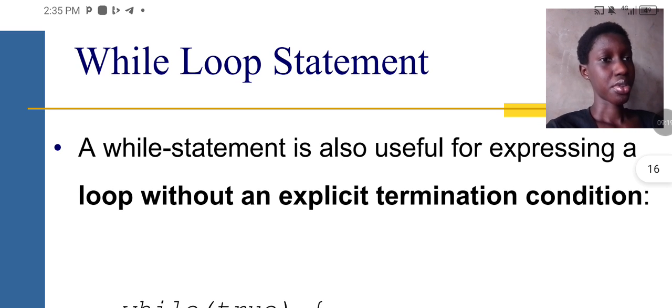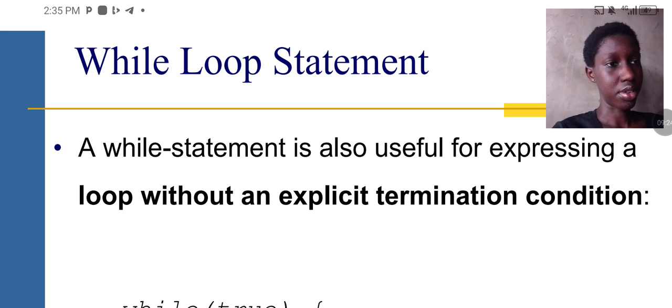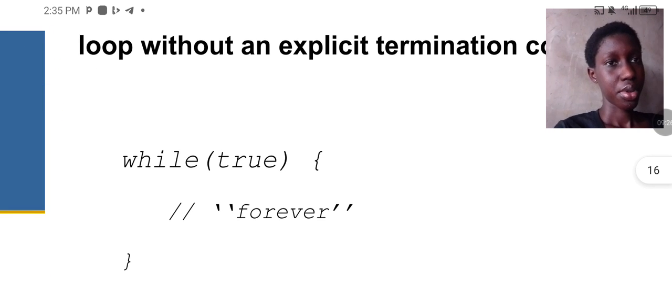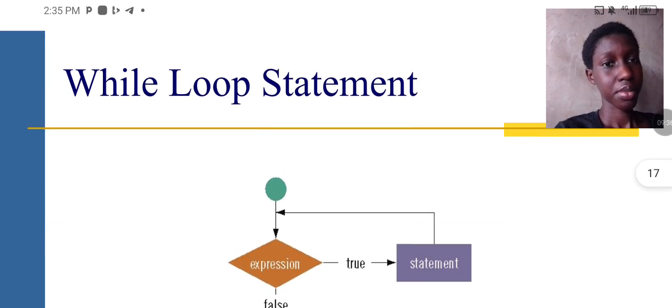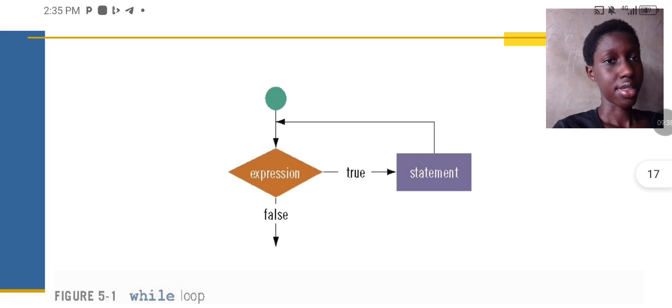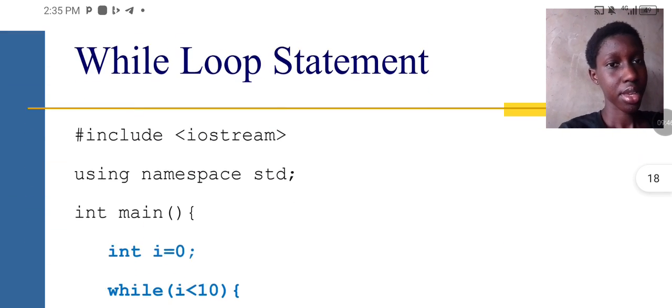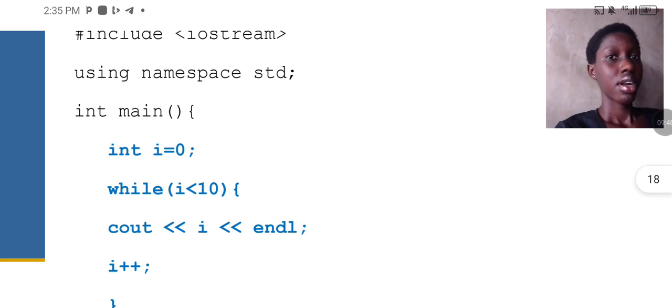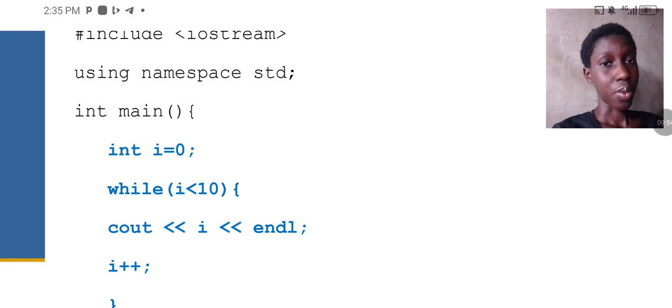So the while statement is also useful for expressing a loop without an explicit termination condition, as I said earlier. So the while, then if it's true, then you display the statements, right? So this is also a simple diagram of how to execute the while loop. This is the C++ structure of a while loop.